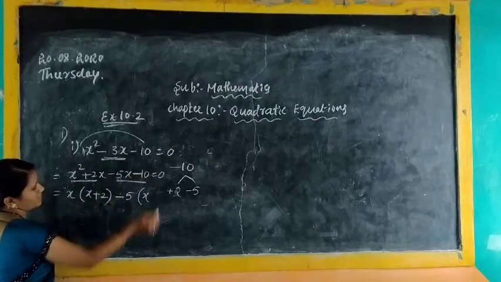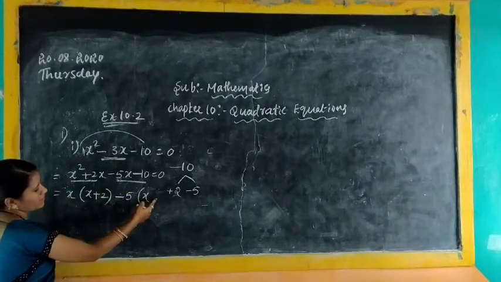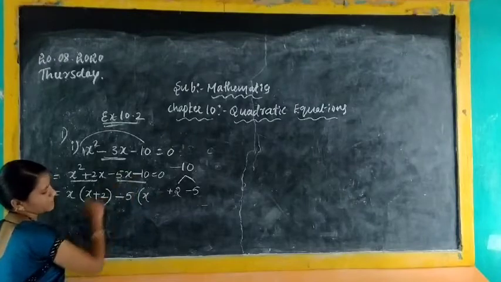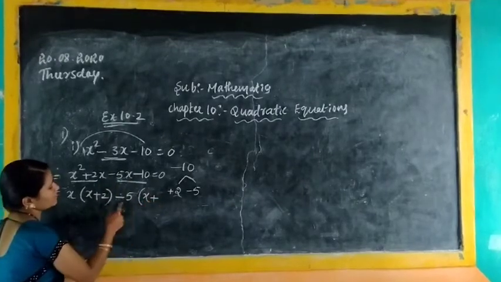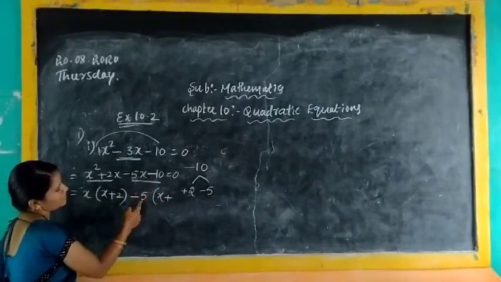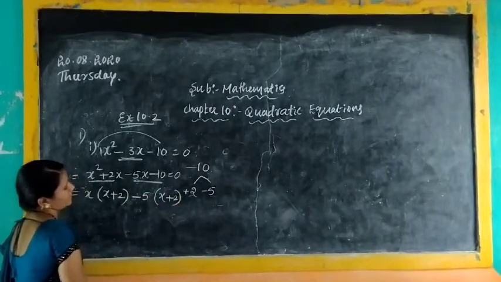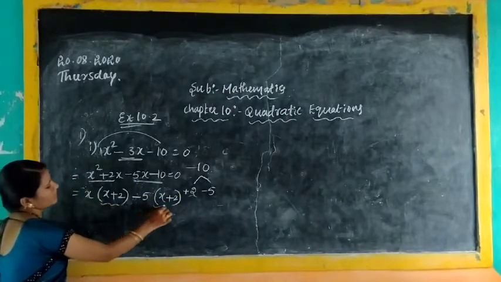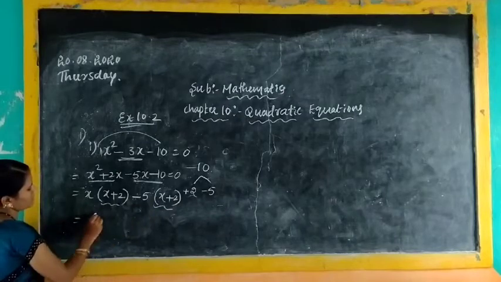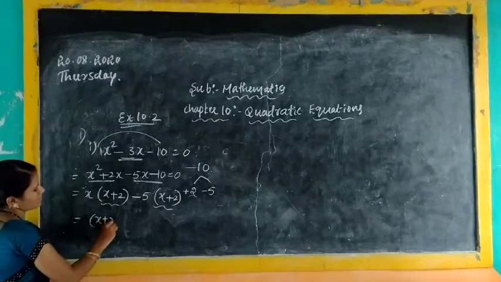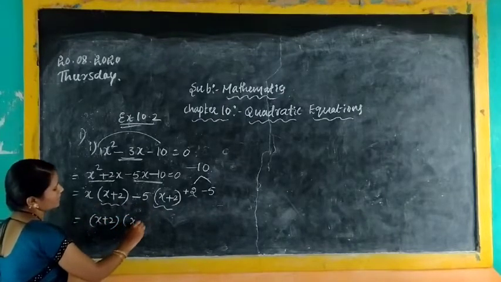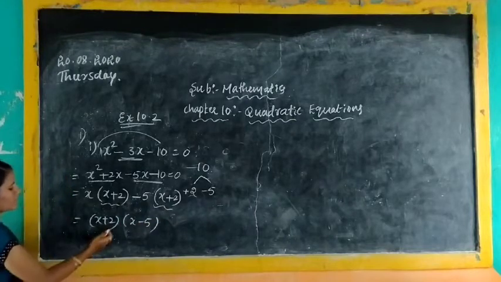I need minus here. Outside, minus is there. Whatever sign you write, you will get minus, so I will take plus here. Minus into plus, minus 5 2s are 10. See here, both will be the same. The common factor is x plus 2. Remaining is x minus 5.